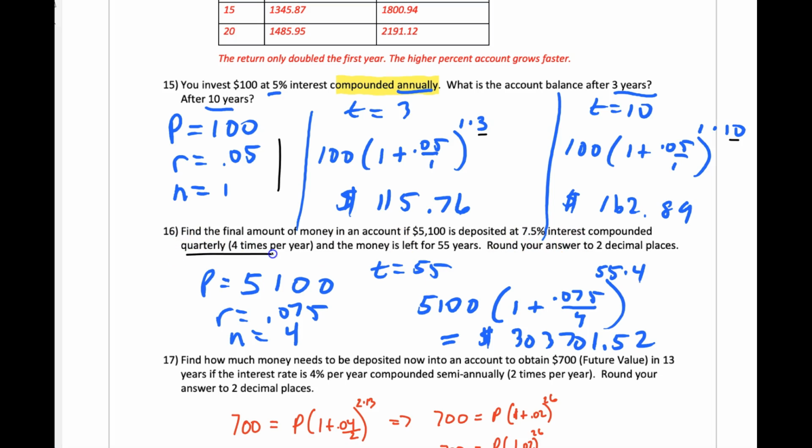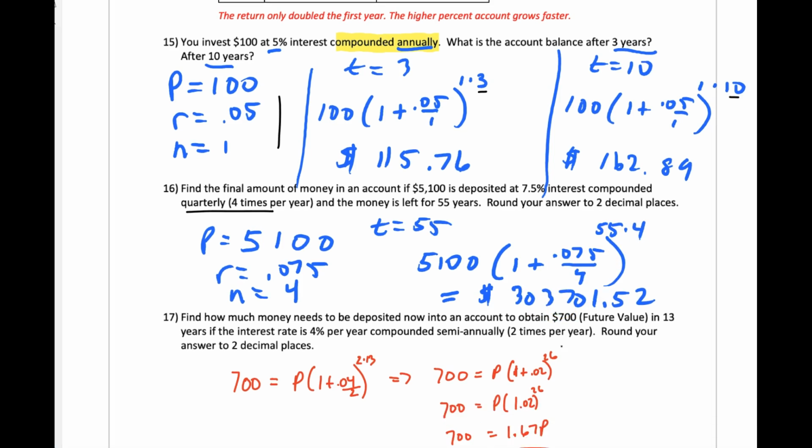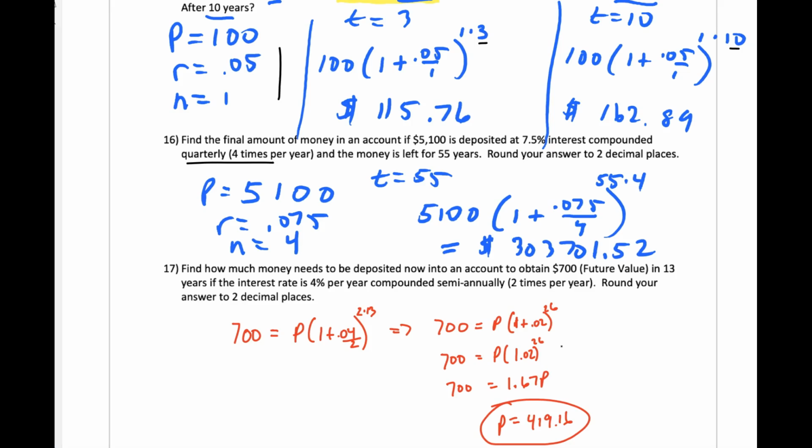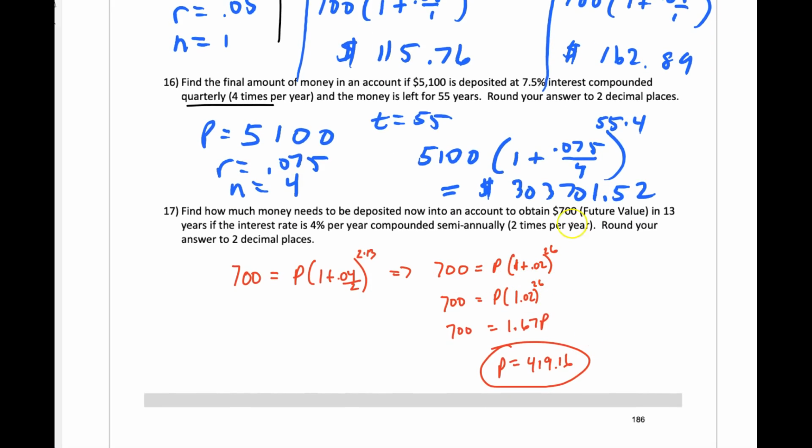Compounded quarterly, 4 times a year, so you see how we end up dividing by 4. And we're just substituting in to see what the values are. Again, another situation here: future value 700. This is a little bit harder one, so you have to solve an equation.